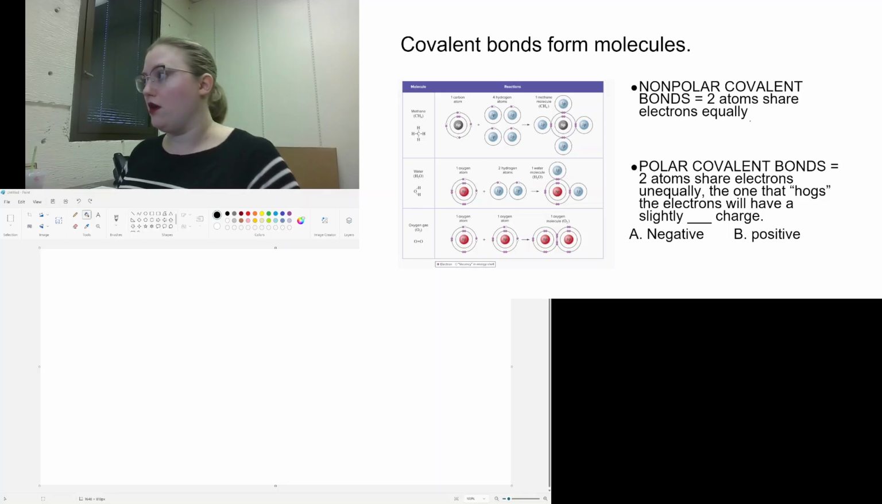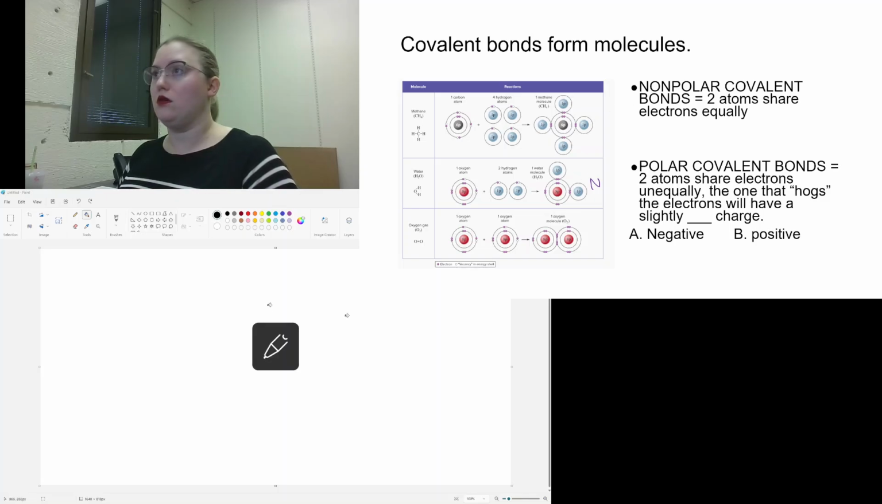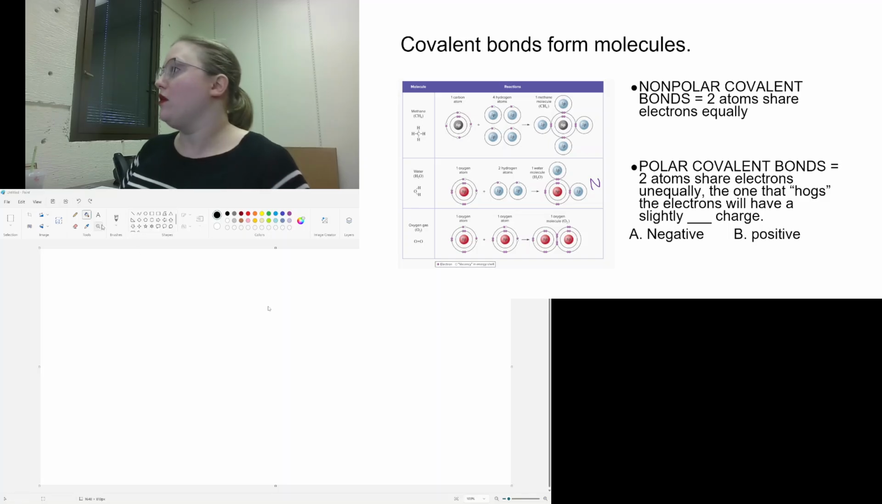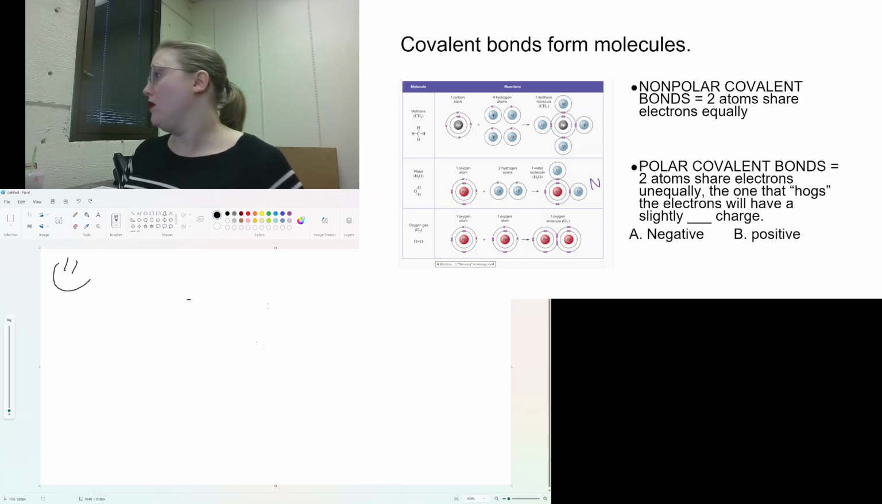So I'm going to switch over to the paint screen, if you can see my cursor down here at the bottom. So we have our carbon atom in the middle, and we have hydrogen atoms. Hydrogen, hydrogen, hydrogen, hydrogen.